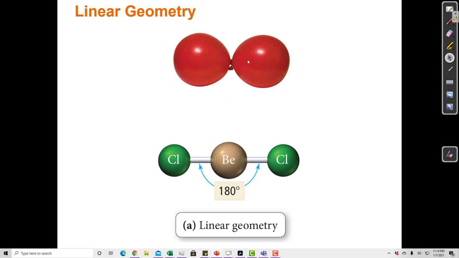So this is a representation of what the orbitals look like when I have a linear geometry and I have two groups of electrons. Remember that it looks like a P orbital, right? A P orbital has two lobes like this, and the nucleus goes in the middle. So that's similar to what this SP orbital looks like. It has one lobe that goes over here and makes this bond, and one lobe that goes over here and makes this bond.